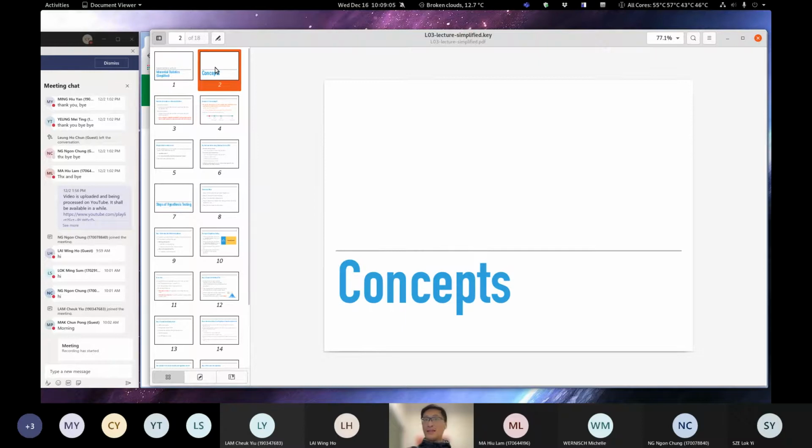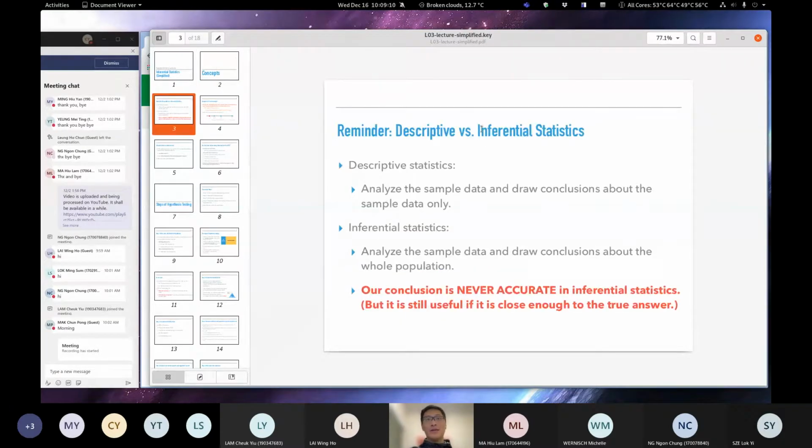So first of all, let's talk about the concept of the inferential statistics. Now, as I told you, inferential statistics, this name comes from the word infer. Infer means that you want to make a guess about the population. And in this case, we are doing it by using the sample data. Now, in contrast, for the descriptive statistics, we only analyze the sample data and draw conclusions about the sample data only.